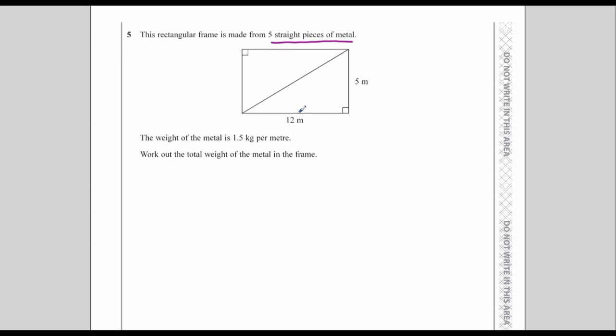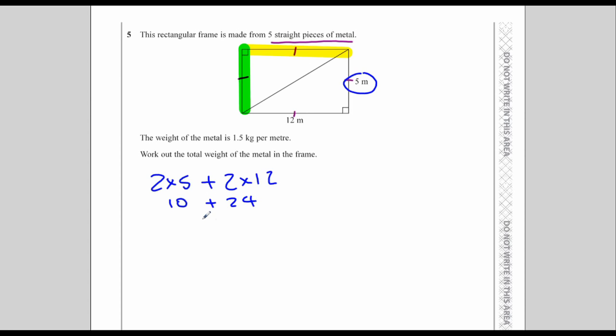Now the ones that are going to be easy to find are these ones. Because if this is 12 meters, which it is, then that means this is 12 meters too. And similarly, if this is 5 meters, which it is, then that's 5 meters too. Okay, so we've got 2 lots of 5 meters and 2 lots of 12 meters. So that's 10 plus 24, 34 so far. Now we need the tricky one.